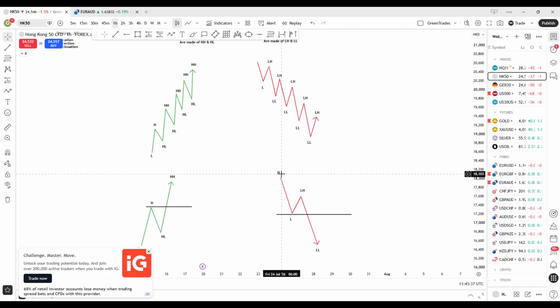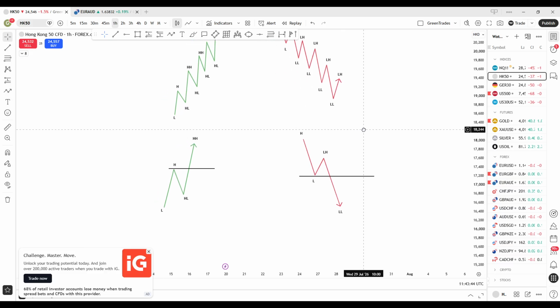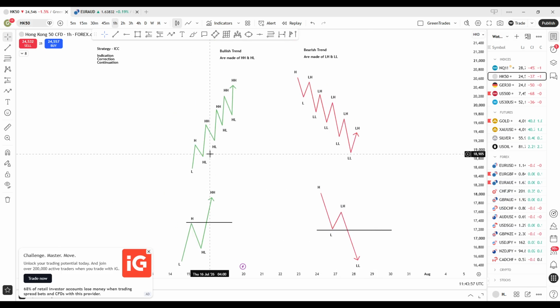Very, very important, because if you don't get your indication right in the strategy, you're going to make mistakes. So don't forget this at all. On the bullish market, anytime a high is being broken, it is an indication to you that the market wants to go up. Anytime a low is being broken, it is an indication to you that the market wants to go down.